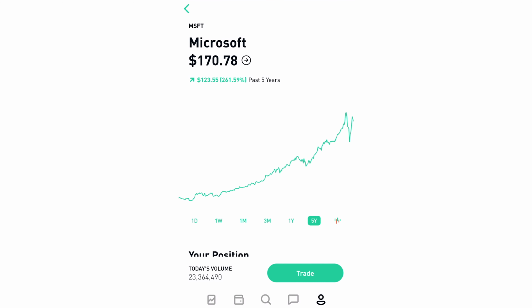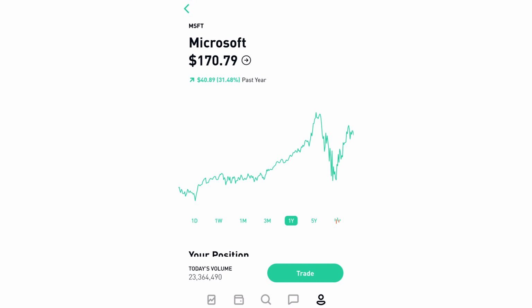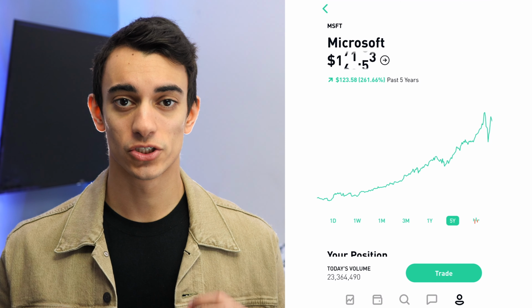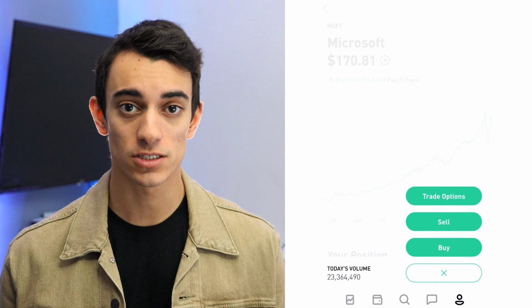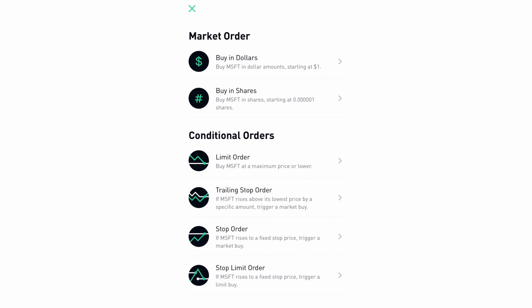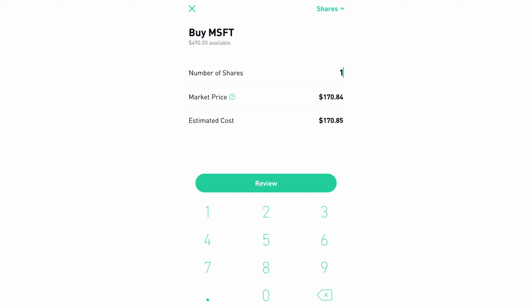Let's pretend I want to buy 1 share of Microsoft. You can see the stock price from the past 5 years, 1 year, 3 months, and you can scroll your finger to see the different prices over time. Click the trade or buy button and this screen will appear. Now I'm just going to type in 1 share. You can see the market price and the estimated cost.